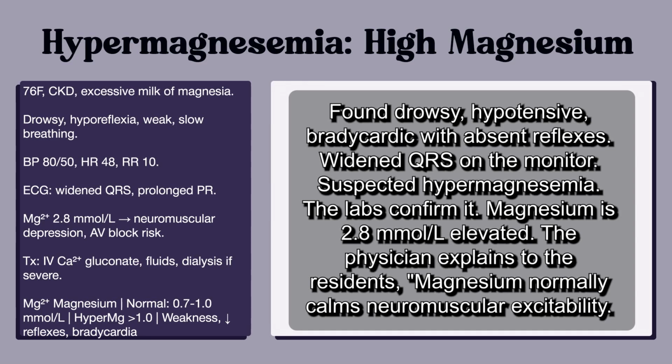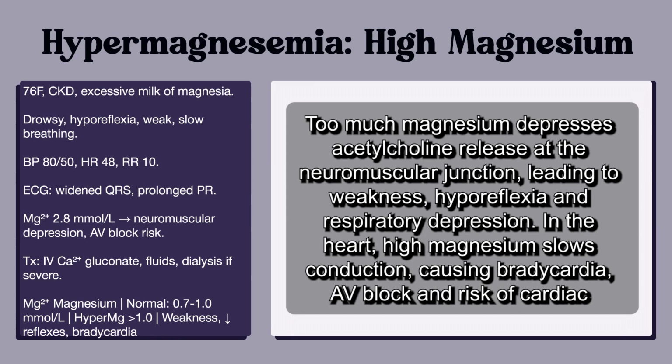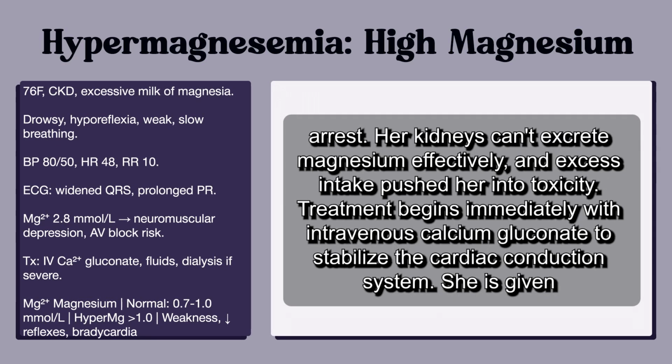The physician explains to the residents. Magnesium normally calms neuromuscular excitability. Too much magnesium depresses acetylcholine release at the neuromuscular junction, leading to weakness, hyporeflexia, and respiratory depression. In the heart, high magnesium slows conduction, causing bradycardia, AV block, and risk of cardiac arrest. Her kidneys can't excrete magnesium effectively, and excess intake pushed her into toxicity.